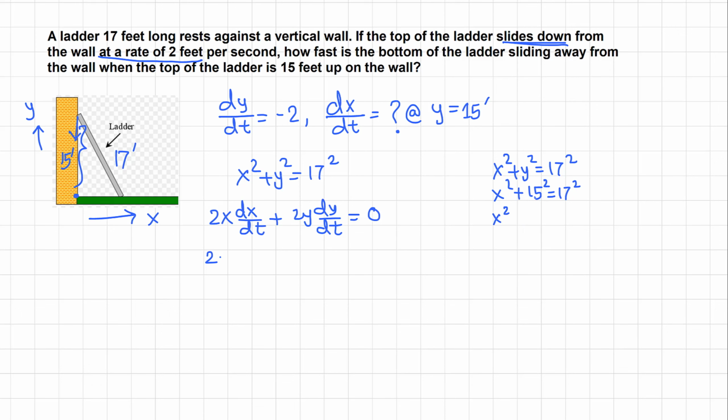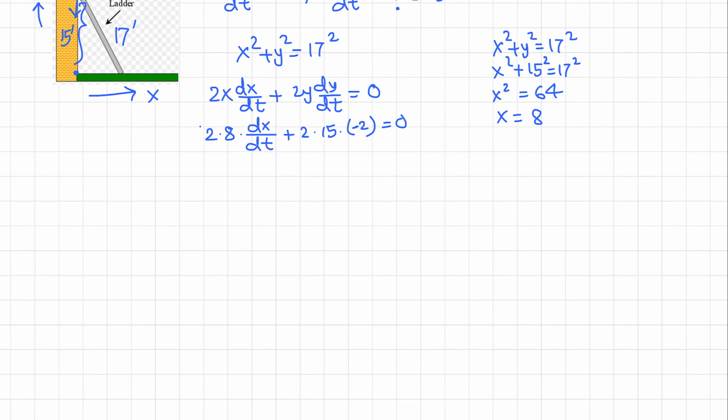Use the calculator. 15 squared is 225. Subtract from 17 squared. 17 squared is 289, minus 225. Do the calculator. I think it's 64. So x equals 8. Okay, so 2x is 16. dx over dt is unknown, to be determined, plus 2 times y, which is 15, and dy over dt is negative 2, sliding down, equals 0. So this is 16 dx over dt, and this is 30 times negative 2, negative 60. Add 60 to both sides, and this is 16 divided by 16.